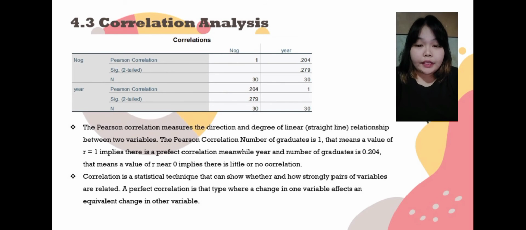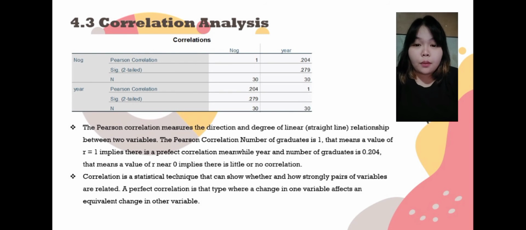Today I'm going to explain about the correlation analysis. As you can see in the table of correlation analysis, the Pearson correlation measures the direction and degree of linear, straight line relationship between two variables.